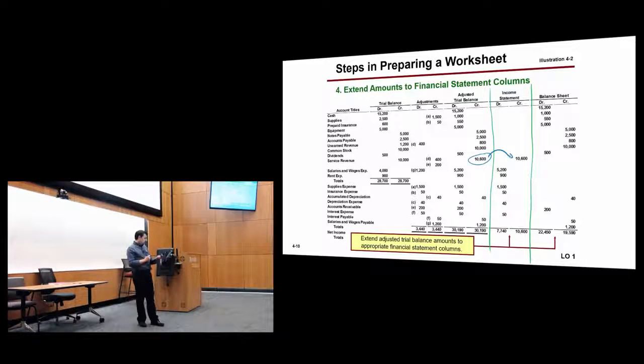We move on. Salaries and wages expense. The adjusted balance was 5,200. On the debit side, we copy it to the debit side of the income statement. We just copy revenues and expenses. And if they were on the credit side, you copy them to the credit column. If they were on the debit column, you copy them to the debit column of the income statement section of the worksheet. Okay? This is easy, right?